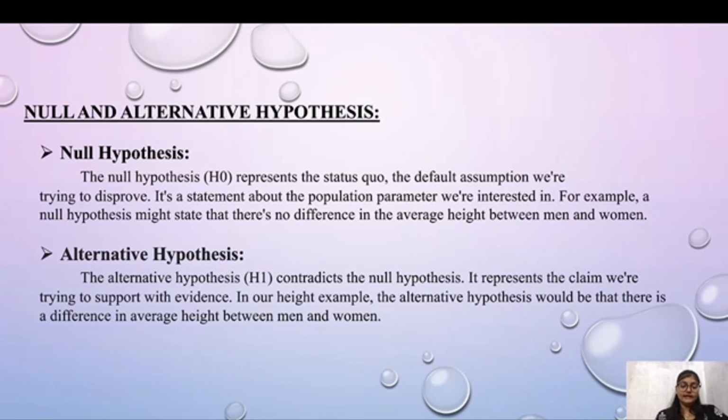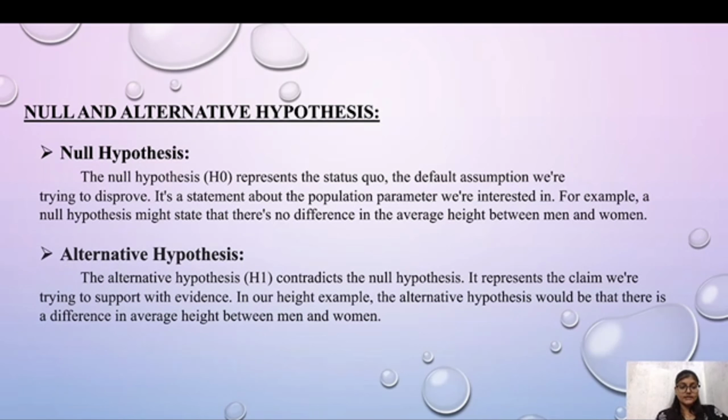Next, we have the null and alternative hypothesis. Null hypothesis. The null hypothesis represents the status quo, the default assumption we're trying to disprove. It's a statement about the population parameters we are interested in. For example, a null hypothesis might state that there is no difference in the average height between men and women.